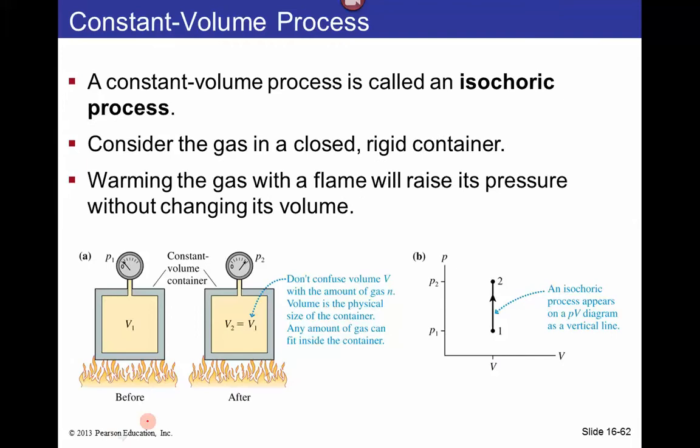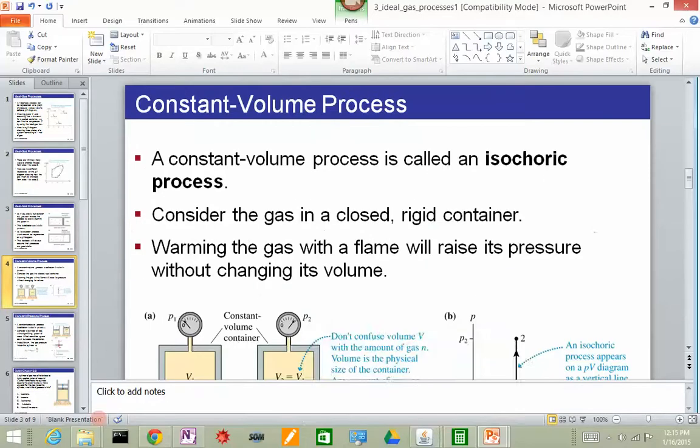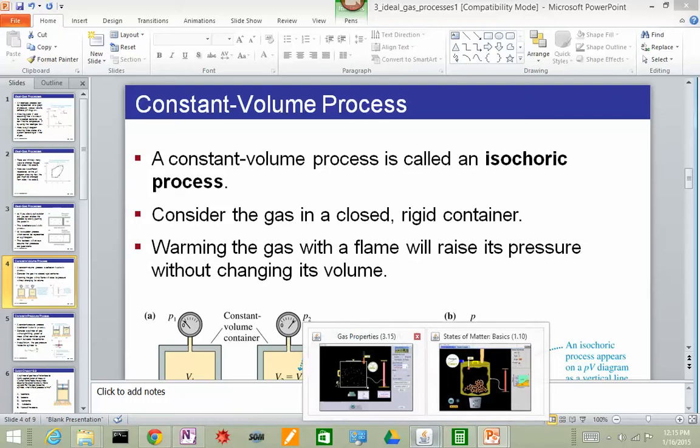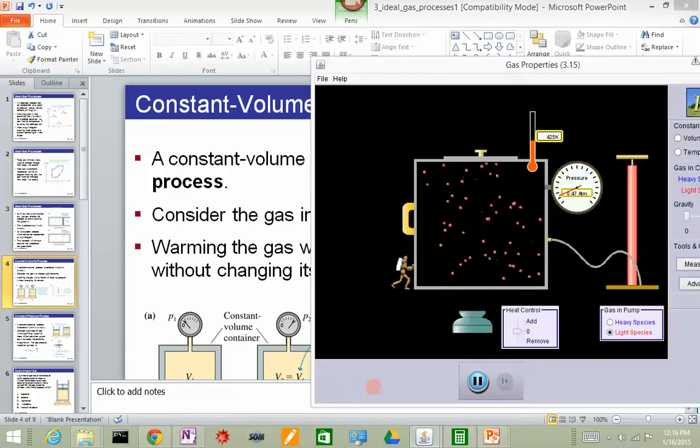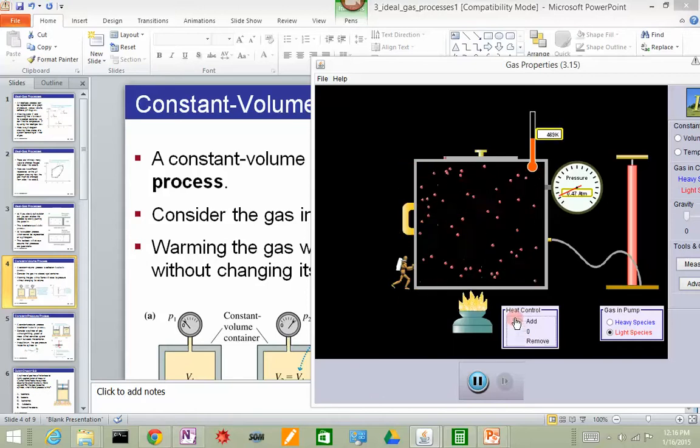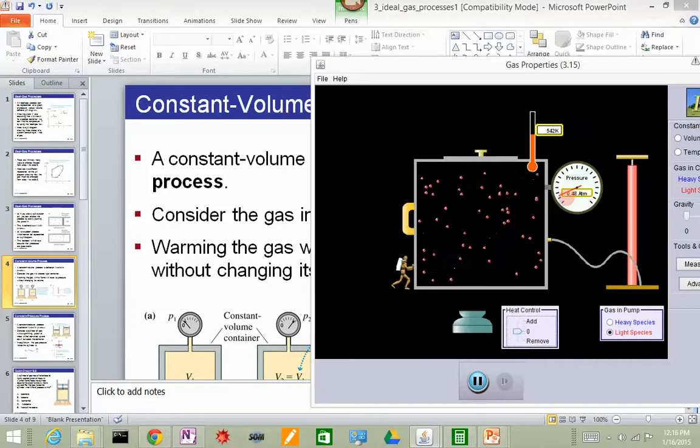So let's look at some particular processes. One process that we want to study is the constant volume process. And the constant volume process, let's look at the simulation again. A constant volume process is a process in which you change the pressure or the temperature, but the volume of the container remains constant. For instance, here, I'm changing the temperature, the pressure changes, but the volume remains constant.